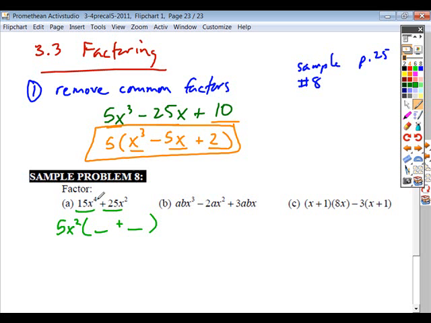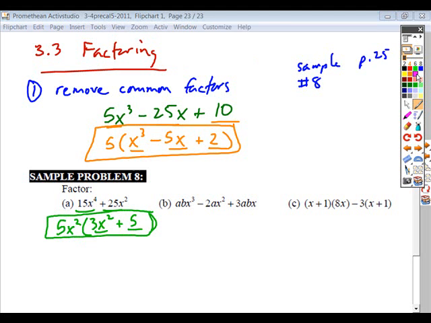So 15x to the fourth divided by 5x squared leaves what factors? 3 and an x squared. And then for the second term, when we remove a 5 and an x squared, we're left with just a 5. And so that's your set of factors.